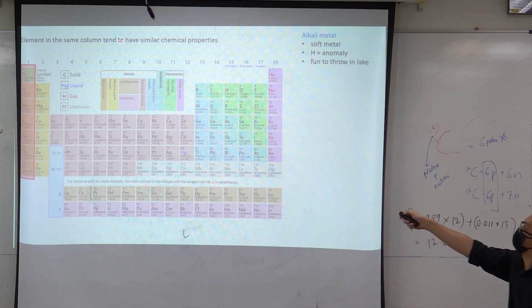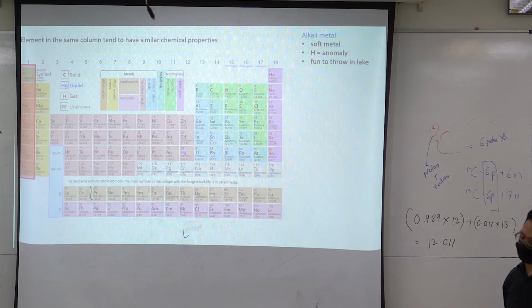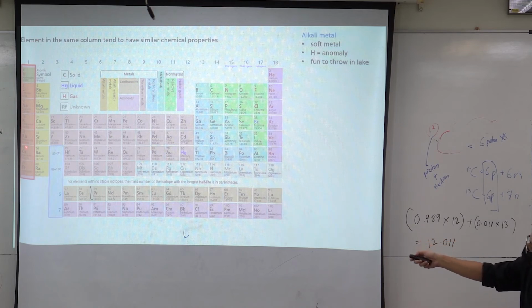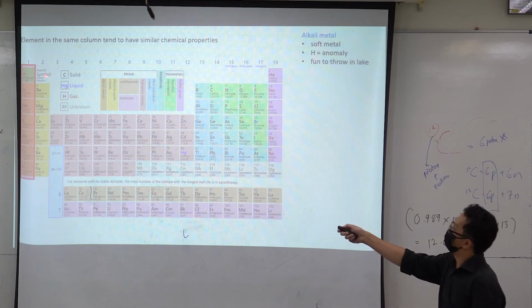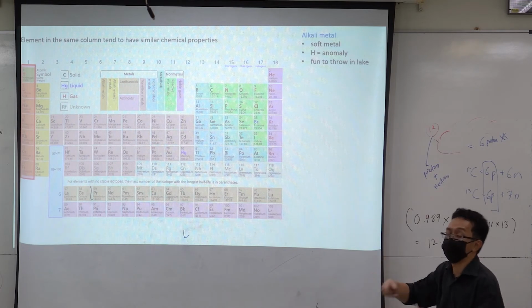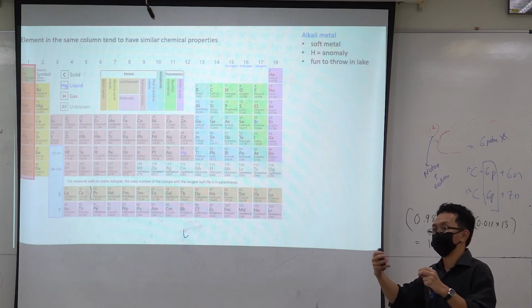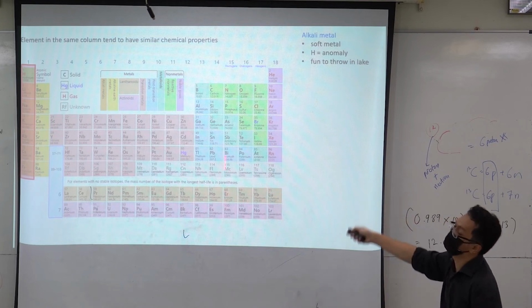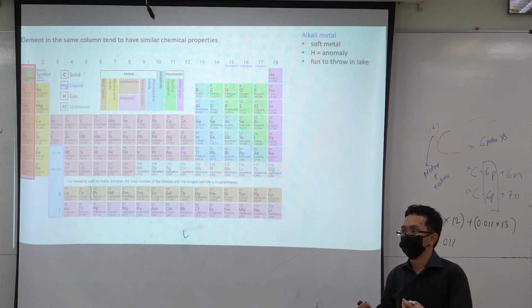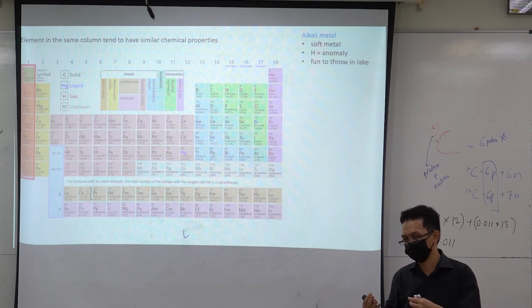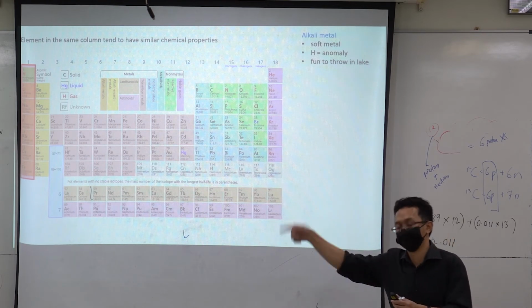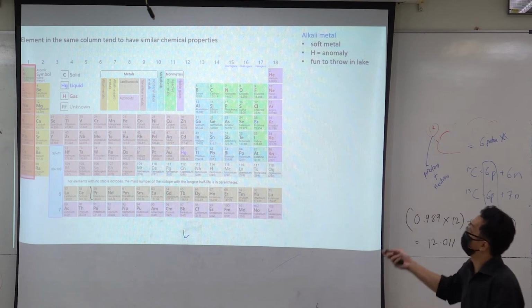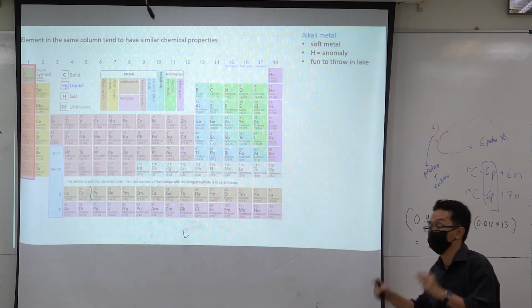Now we talk about the columns. Elements in the same column tend to have similar chemical properties. What it means is that if column 1 is explosive, then the rest of the column is also explosive. The reason is that they all have the same number of valence electrons. Remember, chemical reaction is basically the movement of valence electrons. That's why whatever is in the same column has the same chemical properties.